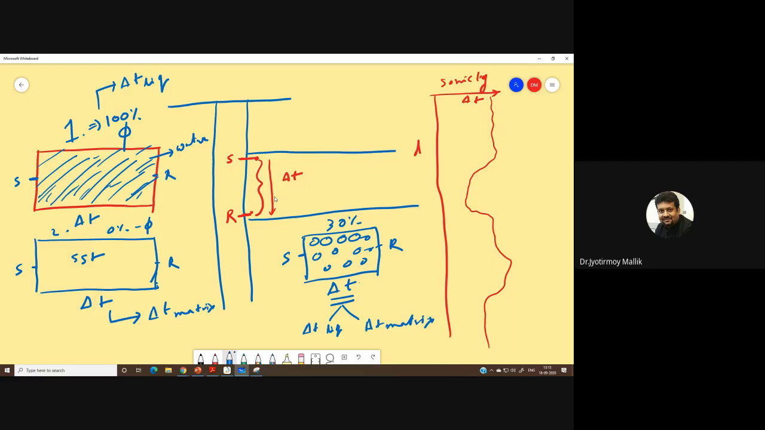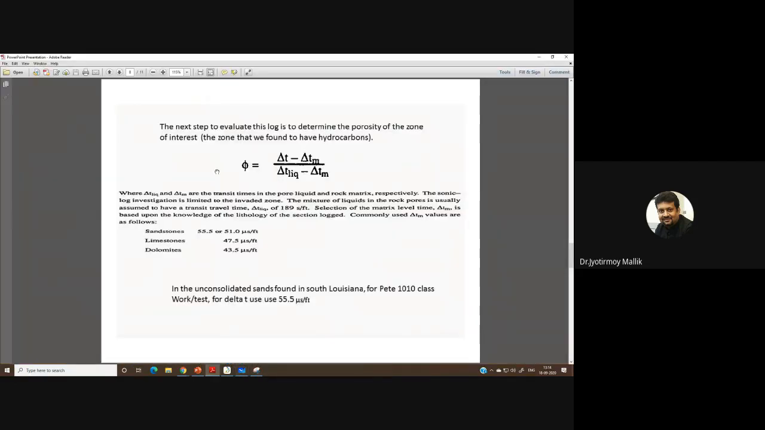Okay, so that's exactly what is being done here. Delta T is the measured transit time between any depth interval in the formation, and then delta T matrix is the matrix value. Say for example, I am doing my test in sandstone, so I will use the delta T value between 55 to 51 microseconds per feet, and then delta T liquid is where it is completely filled with a fluid. So that represents 100% porosity.